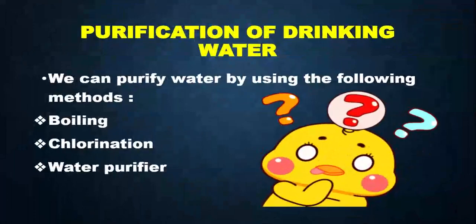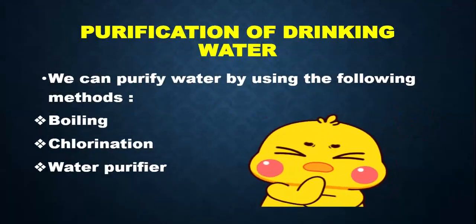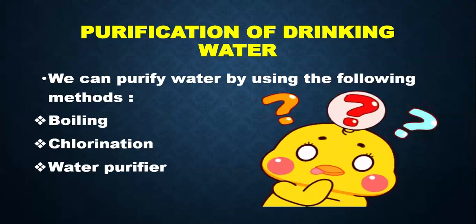Children, as we all know, drinking impure water can be harmful for us and it can cause many diseases. So, before drinking it, we should first purify the water. But the water which we get after sedimentation, decantation, and filtration is still not fit for drinking, as it may still contain germs. So this water can be further purified by boiling or chlorination or by using a water purifier.